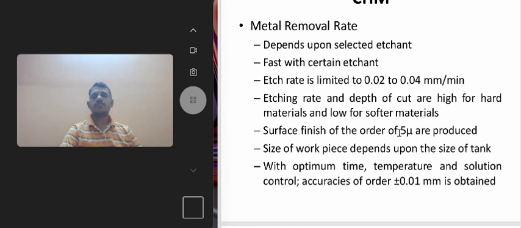The size of the workpiece that can be treated is limited only by the size of the tank in which the workpiece is dipped for etching.